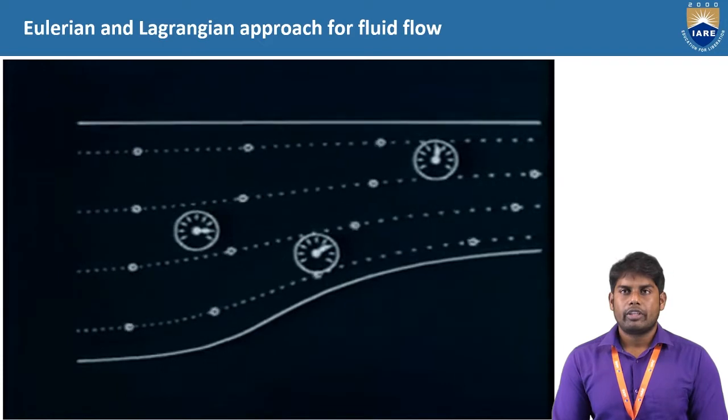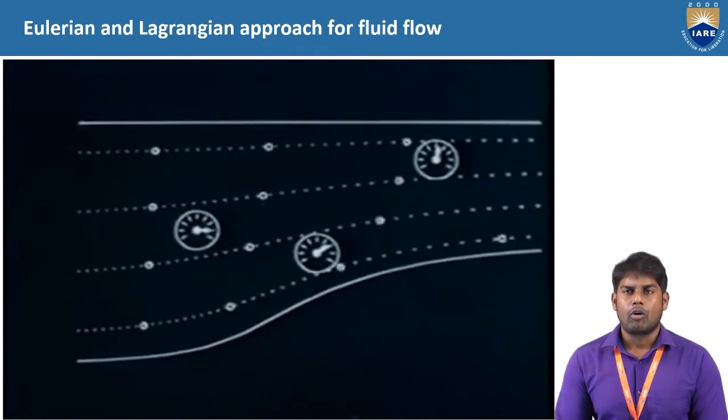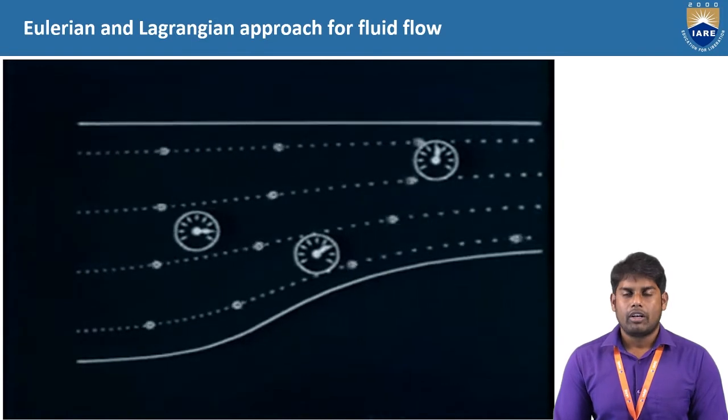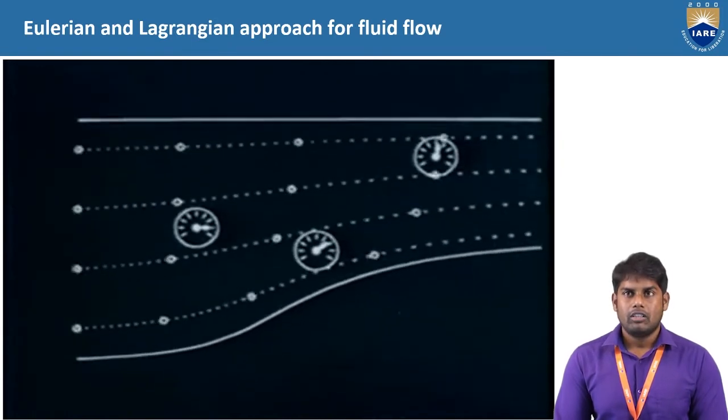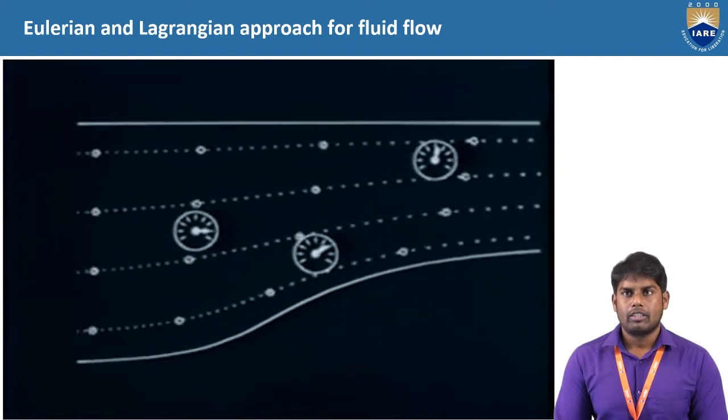So I'm here to discuss the topic: steps involved in modeling fluid flow problems in computational aerodynamics. Before that, let's see there are different approaches for the fluid flow problem. One is Eulerian, the other one is Lagrangian. So let's see here the flow through a pipe, or let's say flow through a channel.